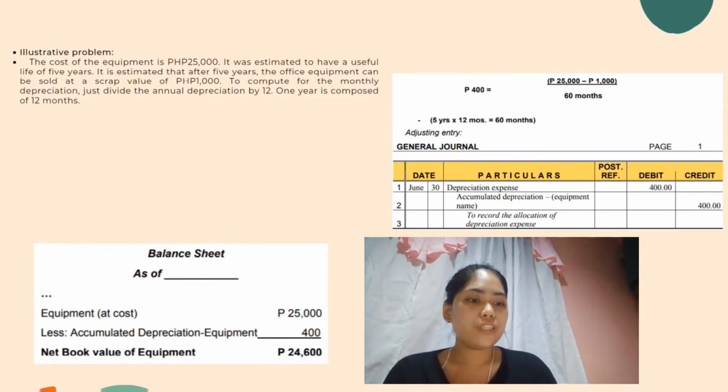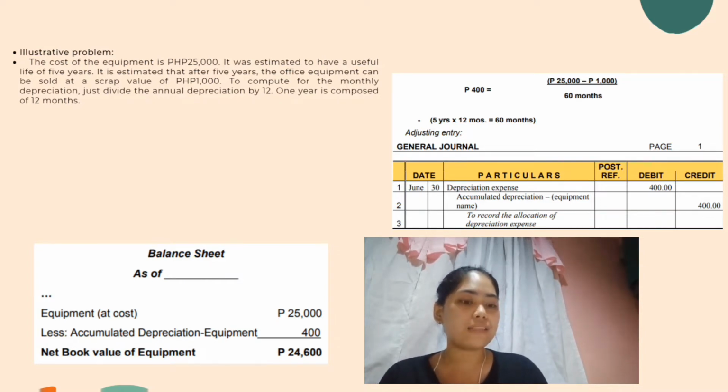The accumulated depreciation is an accumulation of all the years' depreciation expense, which is this 400. Accumulated depreciation is a contra asset account. This means that it is an asset, but it has a normal credit balance rather than a debit balance like all of our asset accounts. So this accumulated depreciation came from the acquisition cost minus the salvage or residual value divided by the useful life.